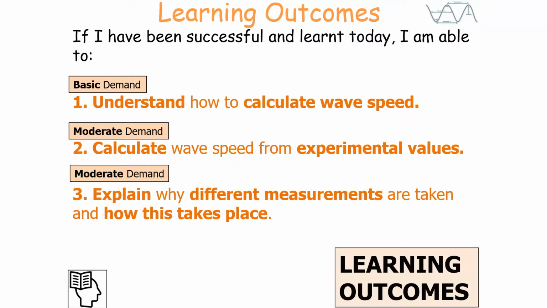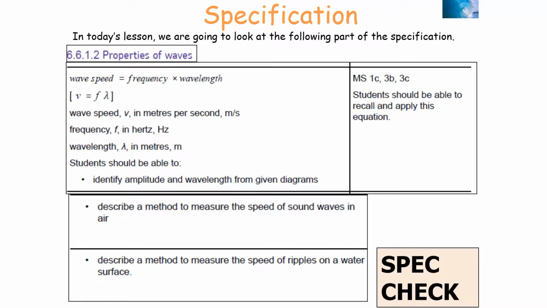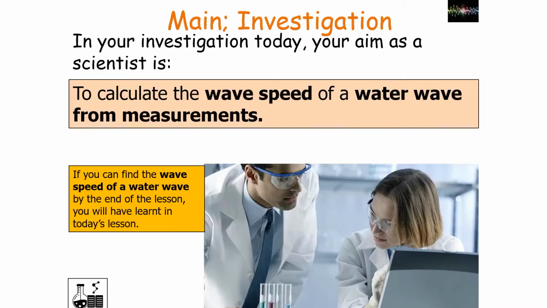So if we are successful in today's lesson, we will understand how to calculate wave speed, look at how you calculate wave speed from experimental values, and explain why different measurements are taken and how this takes place, which falls into the following part of the AQA GCSE Combined Science series, 6.6.1.2 Properties of waves.